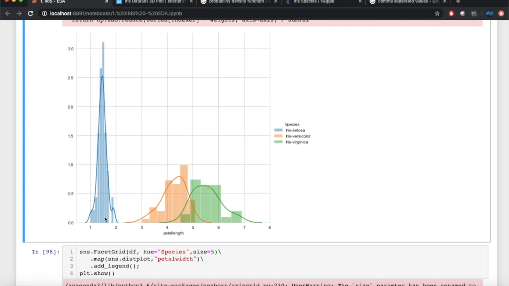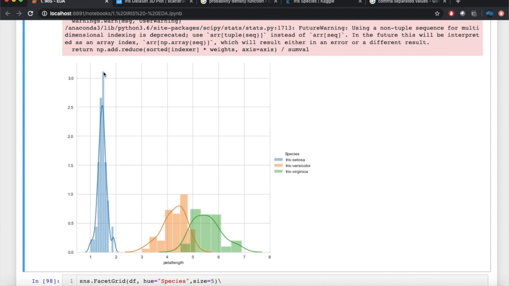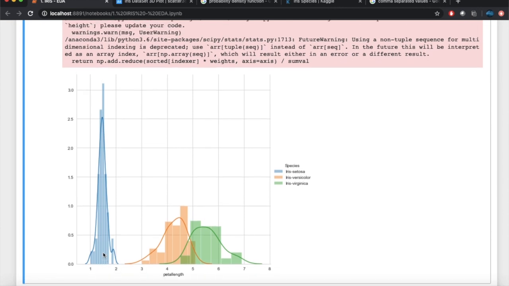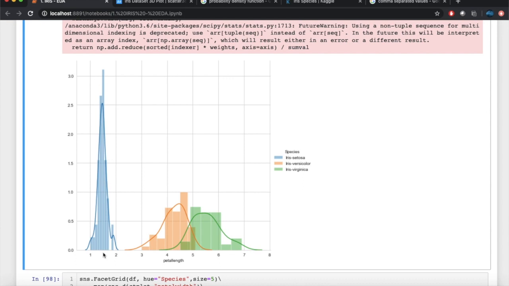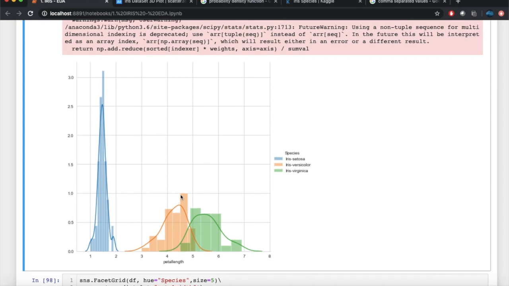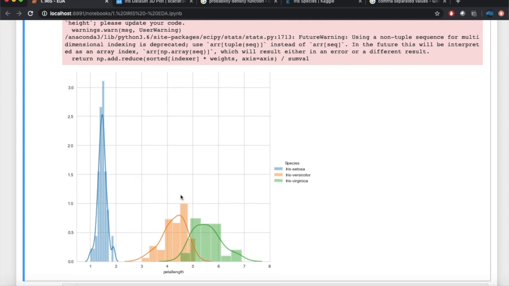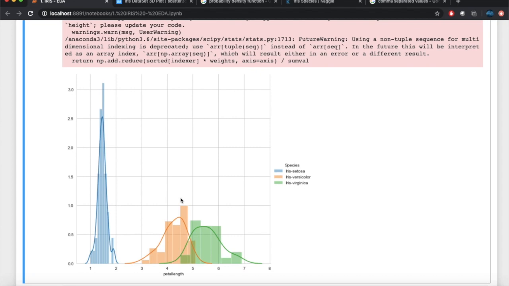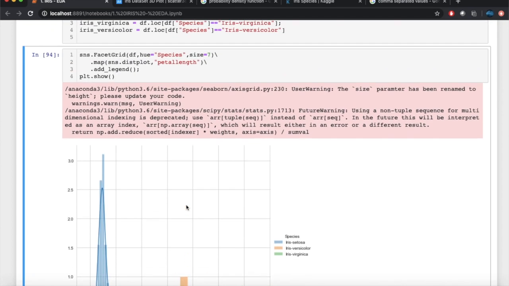For this one, there is a very high count, like 3.5 count for the petal length of 1.5. There are many flowers present whose petal length is 1.5. There are many flowers whose petal length is 4.7. So this basically gives the distribution of data, the frequency of data points present in a given range. So histogram is this basic bar plot.